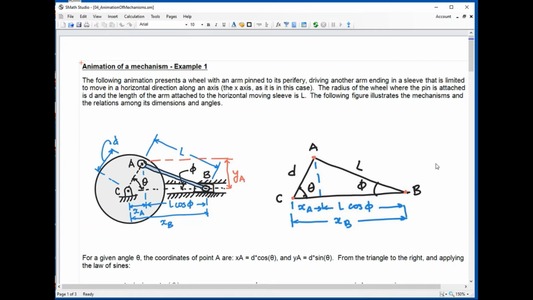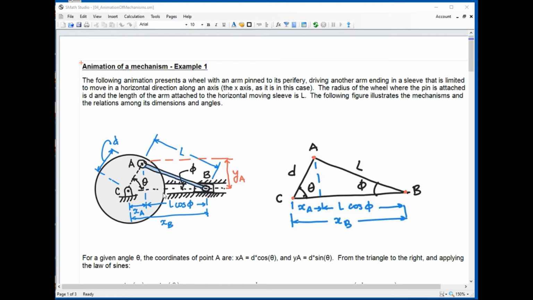The first mechanism that we're going to animate consists of a wheel that rotates about point C, and it has a bar attached to point A, which is also attached to point B, in which a piston moves in the horizontal direction. The dimensions of the mechanism are: the radius of the wheel is D and the length of the bar AB is L.